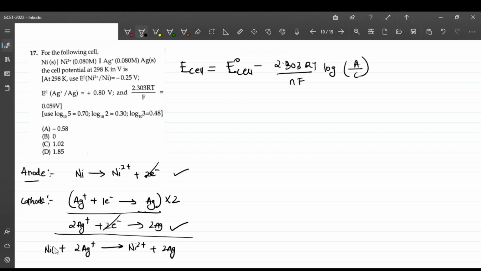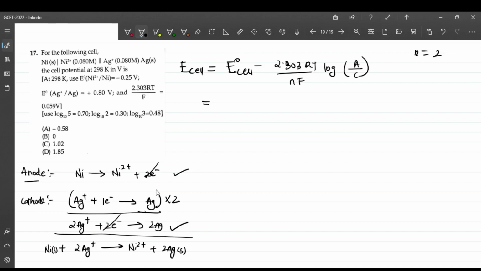Concentration, this is about the solids, these are solids, we consider the concentration to be unity. So what will be the EMF of the cell? We need to know what E naught is also. We got the value of n. It is 2 electrons which are getting transferred, so n is equal to 2 over here.